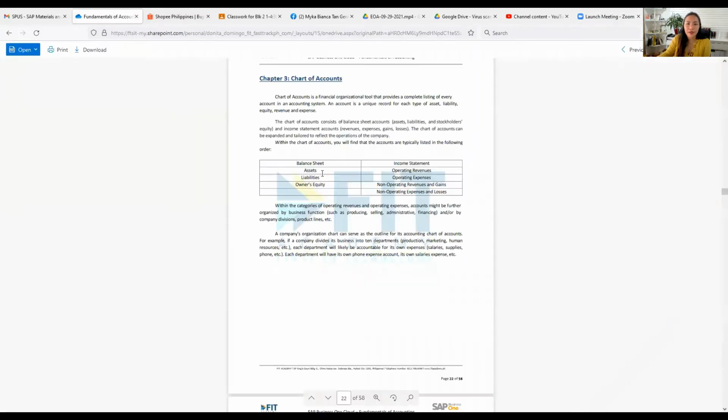So I'm gonna share my screen on matters of, where is it now? Here, I believe it's here. Yeah, here, this one, chart of accounts.